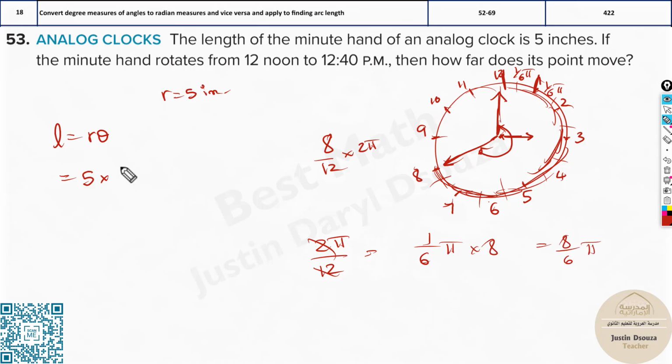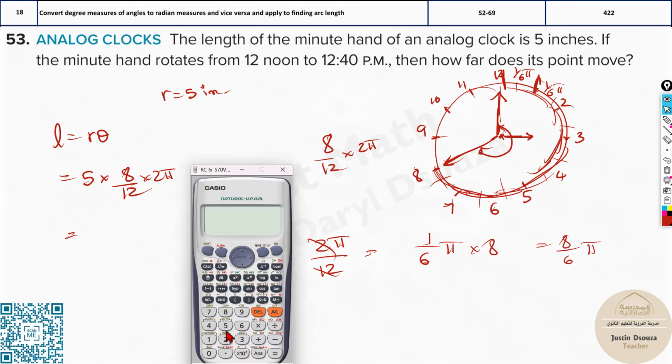So I can write it over here, or you can write the same thing, that is also the same. Up to you. I'll write 8 by 12, because from 12 to 8, it's 8 by 12 into 2 pi of the total circle. Now just put that in the calculator and you will get the arc length.